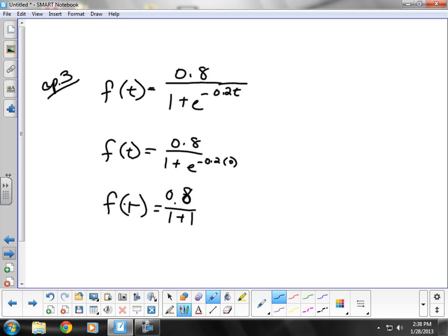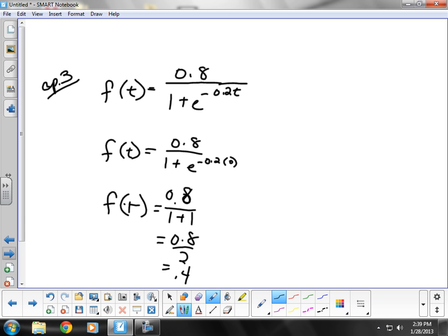So I've got 1 plus 1, so I've got 0.8 over 2, which is 0.4. So about 40% before you learn anything. If you're just guessing, most people can get about 40% of the test right, just on luck. Some people can, some people can't.